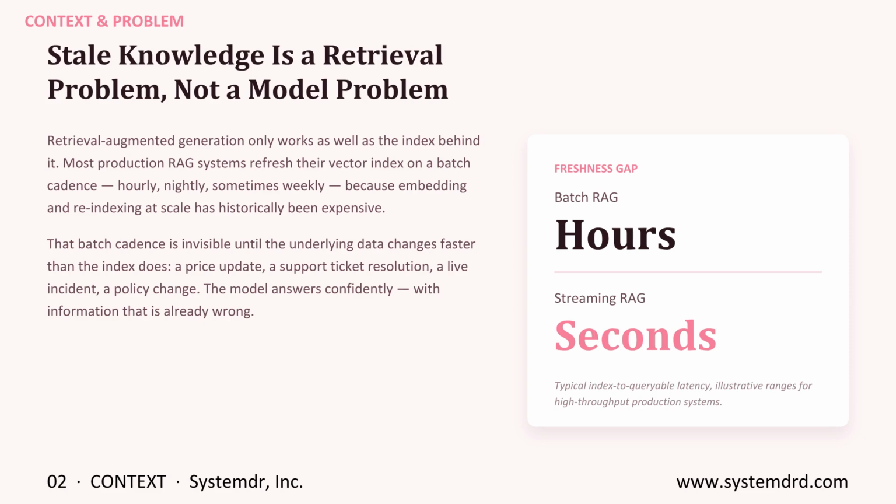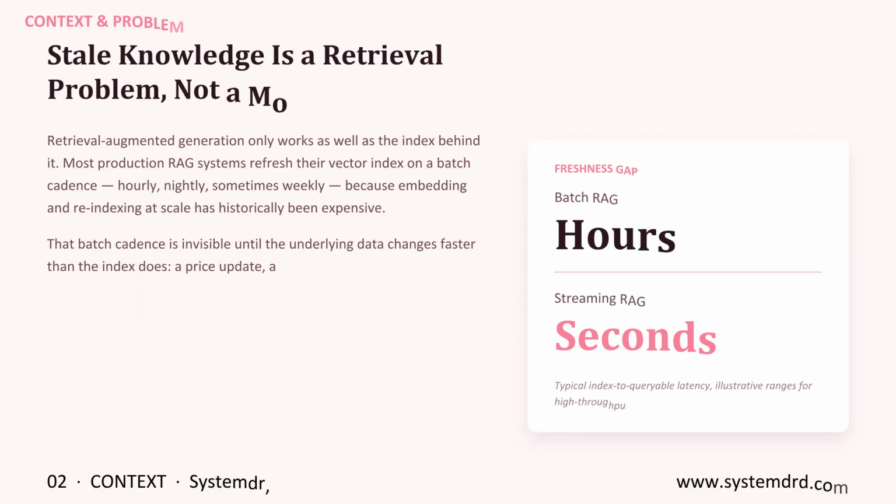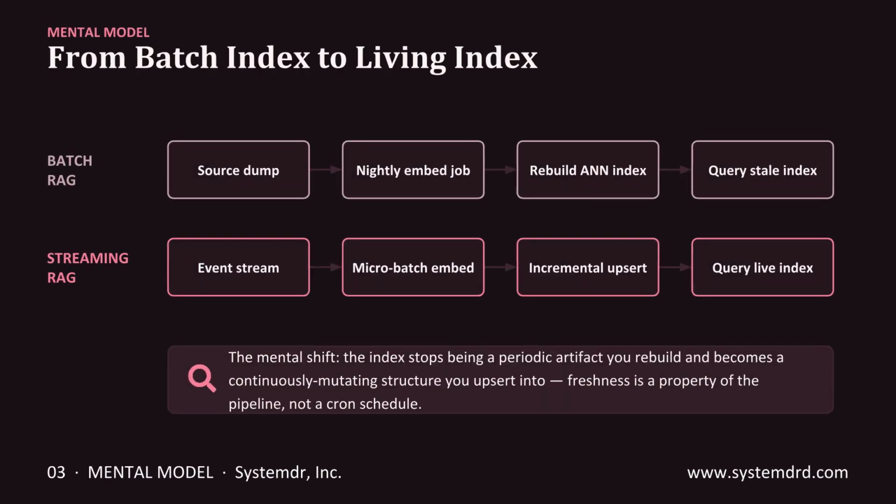So what's the actual shift in thinking required to fix this? Let's look at the 2 pipelines side by side. The batch pipeline: a source dump, a nightly embed job, a full rebuild of the ANN index, and queries running against whatever was true at the last build. The streaming pipeline: a continuous event stream, micro-batch embedding, incremental upserts, and queries hitting a live index.